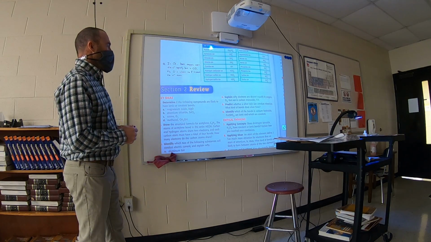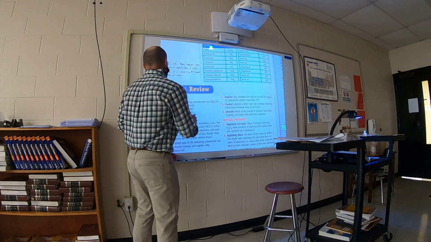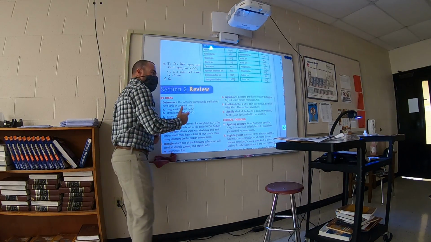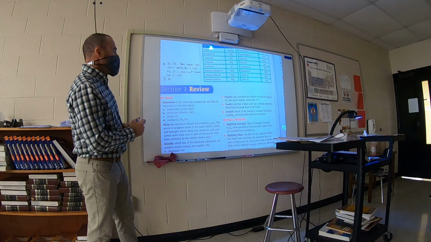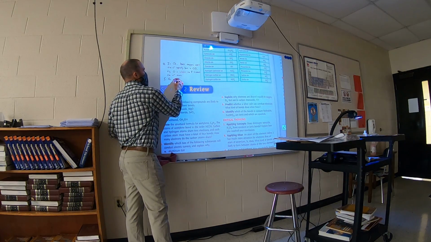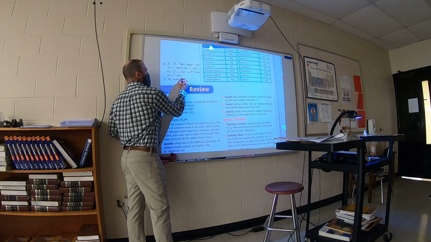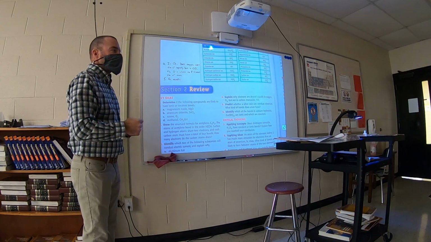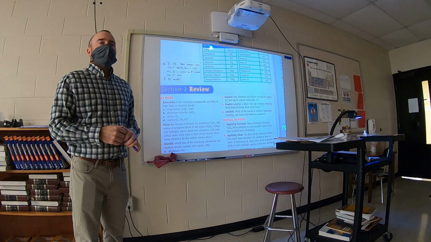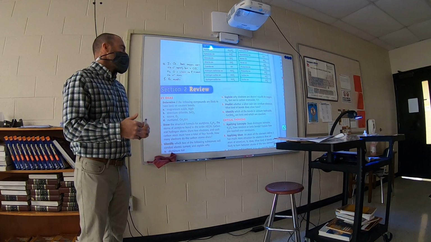Number 5, predict whether a silver coin can conduct electricity. I'm just going to say silver is a metal, so yes, it can conduct electricity. And what kind of bonds does silver have? Metallic. Remember, a metallic bond is just metals being held together with free electrons. That's why electricity flows through metals.